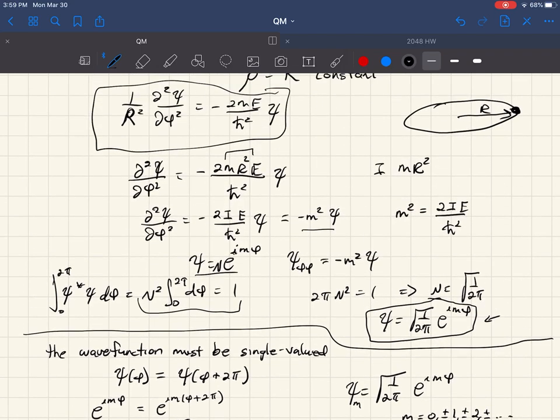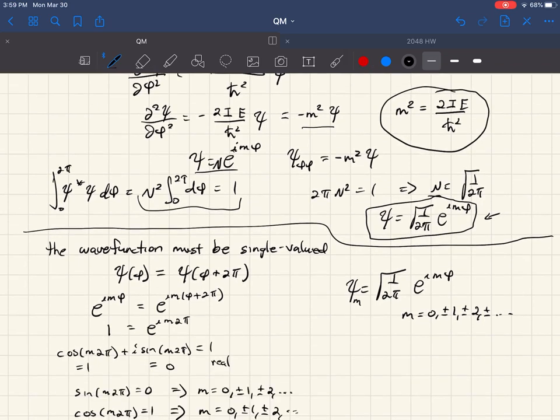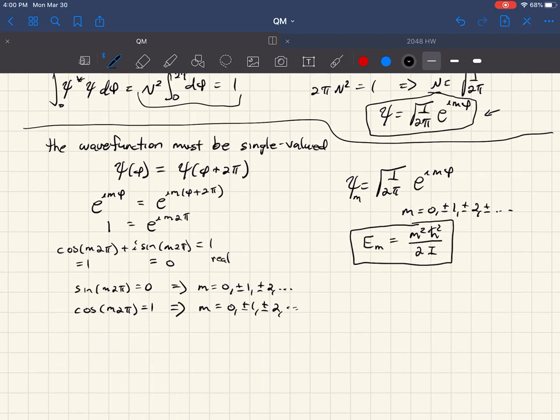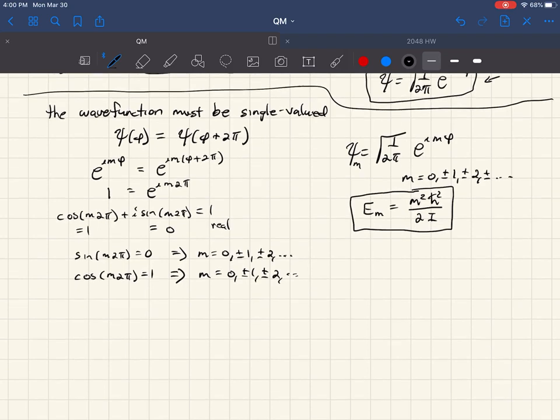And we can come back up here, and you can see here's the energy right here. So we just need to solve for the energy, and we're going to put a little subscript on that, since m is quantized. So we have E_m equals m squared h bar squared over 2I. So these are the energy eigenvalues of the problem. And that's it.